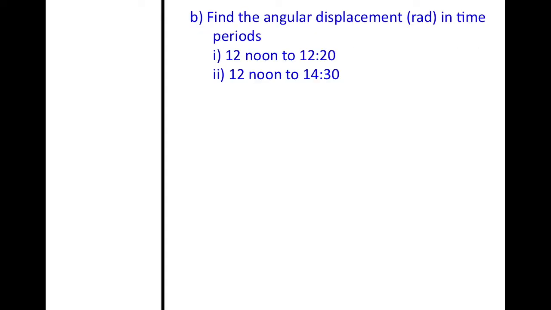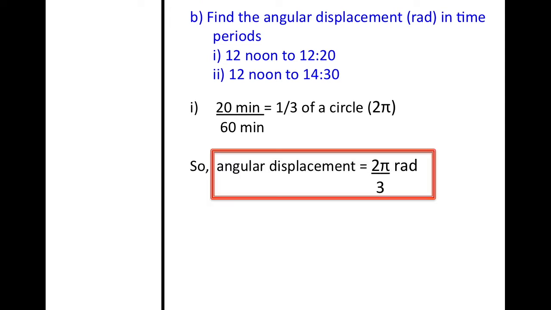Part B of the same problem asks you to find the angular displacement in time periods from noon to 12:20 and noon to 2:30. For the first one, from noon to 12:20, we know that that's 20 minutes. So we take 20 minutes divided by 60 minutes, and that is 1/3 of a circle, which is 2 pi, a full circle. And we know that the angular displacement then is 2/3 pi radians.